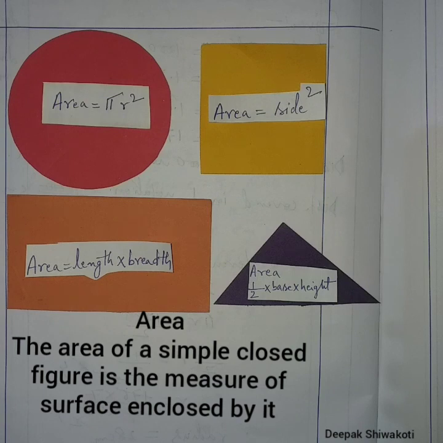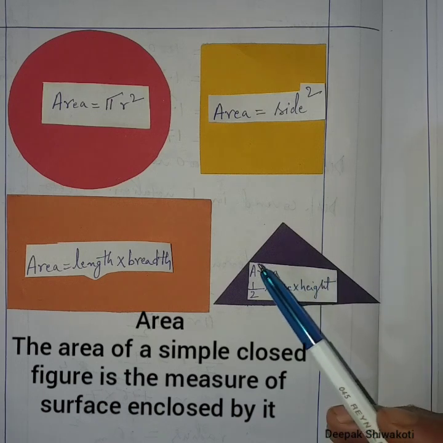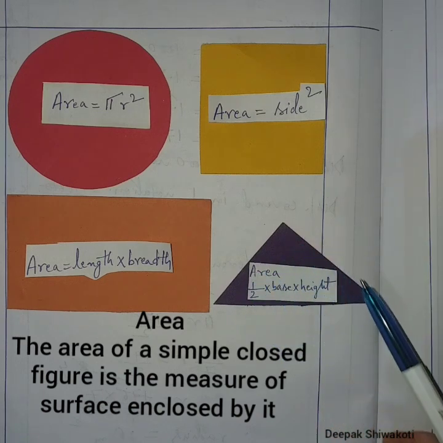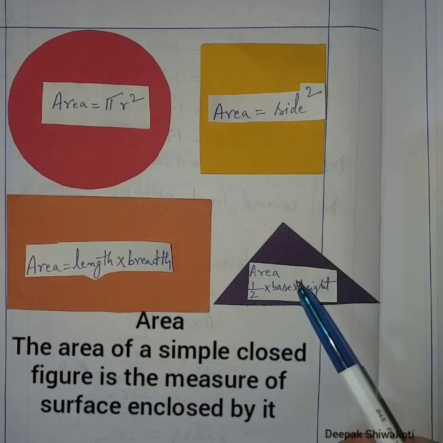Next figure is the square, where you can see the surface occupied by this square is its area, and the third one is the rectangle. Similarly, the surface covered by it is also its area, and the fourth one is the triangle, where you can see the surface enclosed by this figure is the area of this figure.